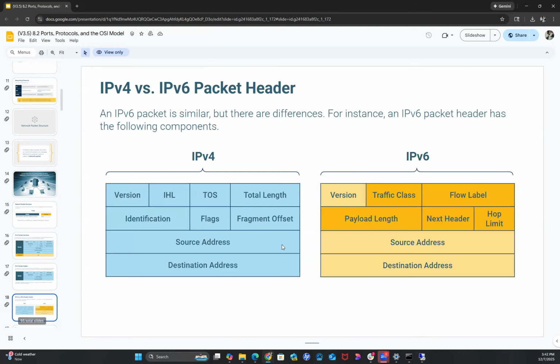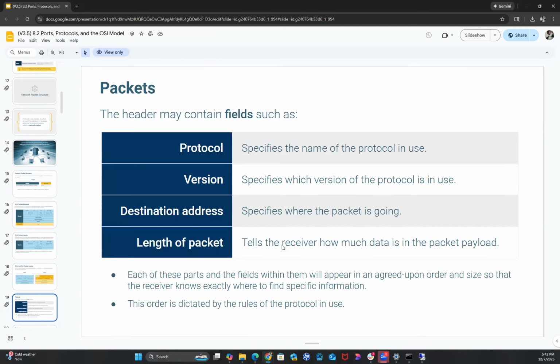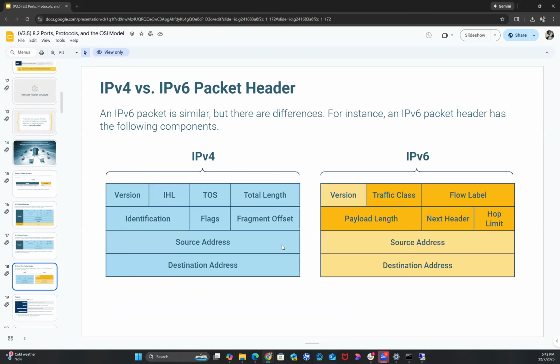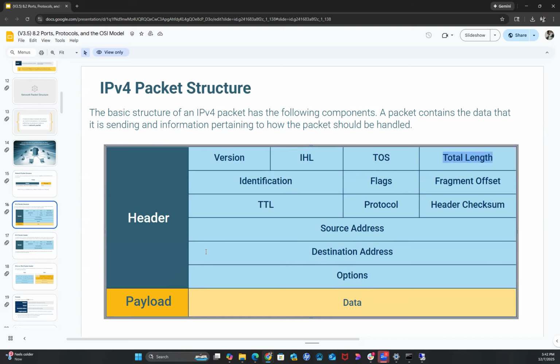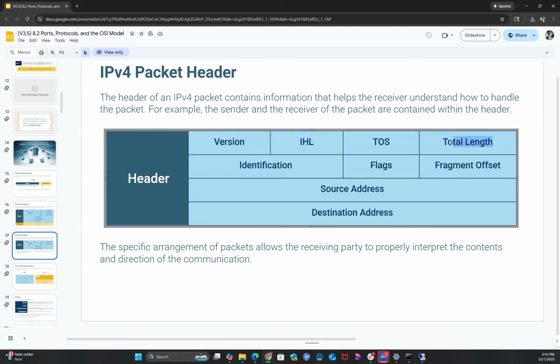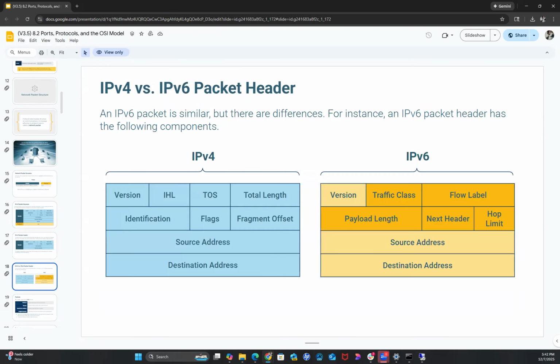And then the total length of the packet. The length of the packet tells the receiver how much data is in the packet payload. This helps the recipient determine where to start and stop reading data, and helps it verify that it has received the entire message.